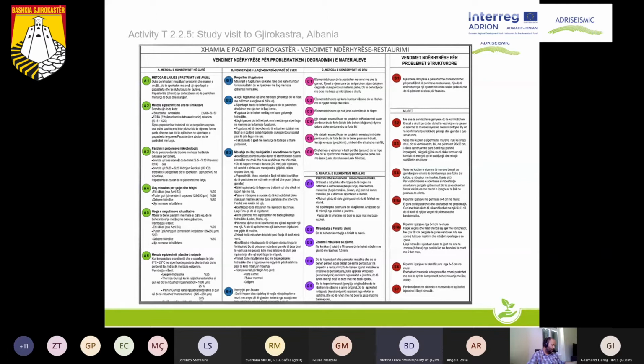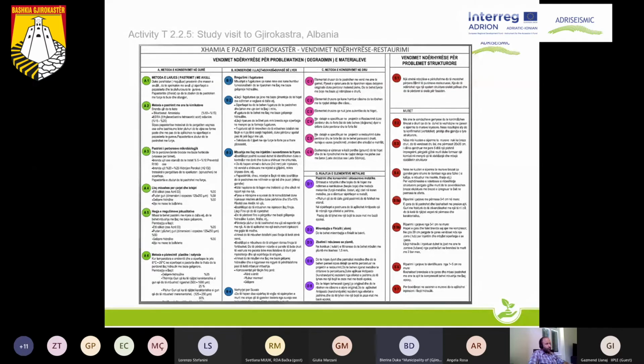Okay, so methods marked under the green color, starting with the letter A under 1. My colleague said that we are only going to mention these methods which were used in the mosque of the Bazaar of Gjirokastra, because these are already known methods which could be used all around the world in any kind of old objects.